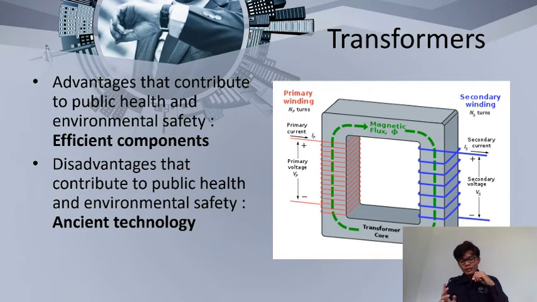The bad thing that may affect public health and the environment is aging technology. This makes transformers still depend on a lot of electrical machinery and networks. More human power will be used to make transformers, and it takes more time to invent intelligent transformers to reduce the probability of harm to workers and the environment. That's all from me. Thank you.